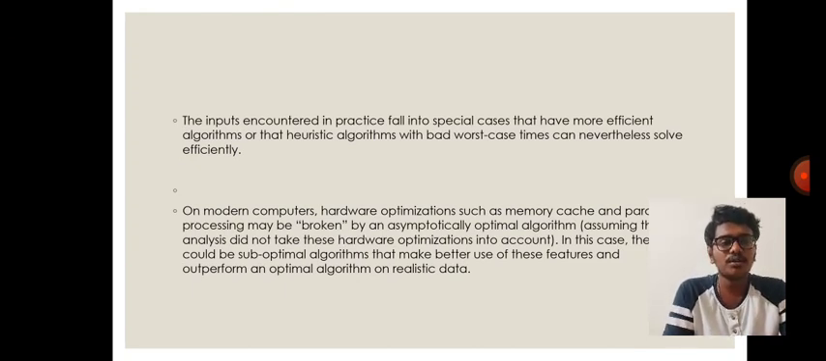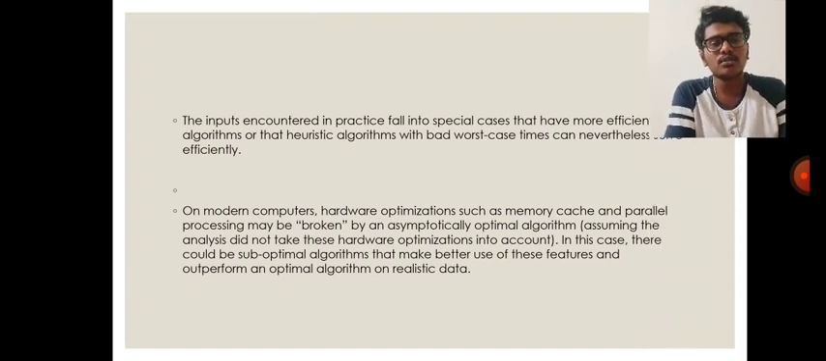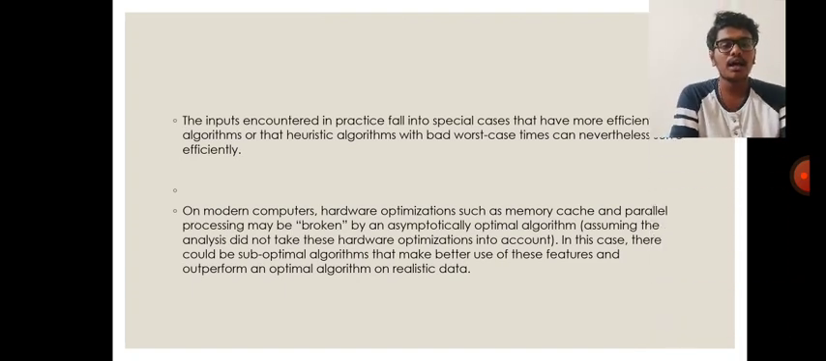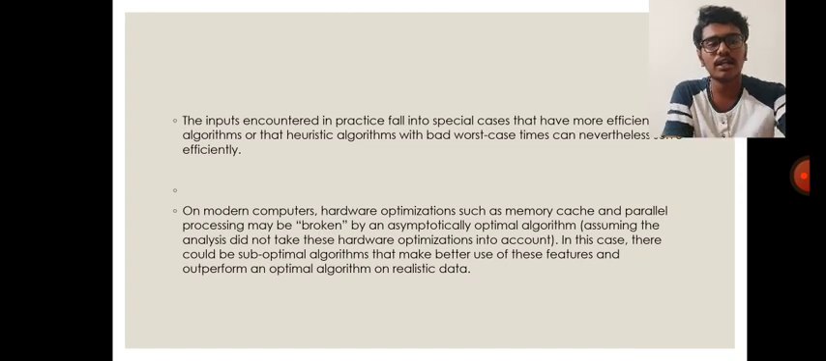On modern computers, hardware optimizations such as memory cache and parallel processing may be broken by an asymptotically optimal algorithm, assuming the analysis did not take these hardware optimizations into account. In this case, there could be suboptimal algorithms that make better use of these features and outperform an optimal algorithm on realistic data.